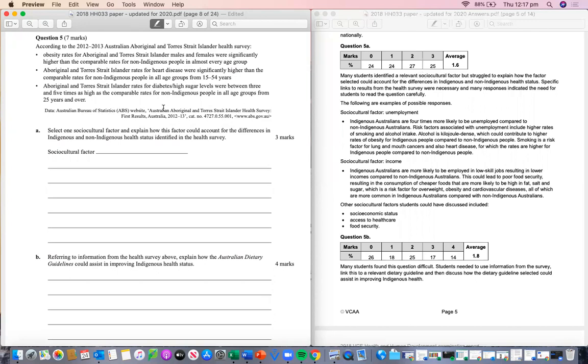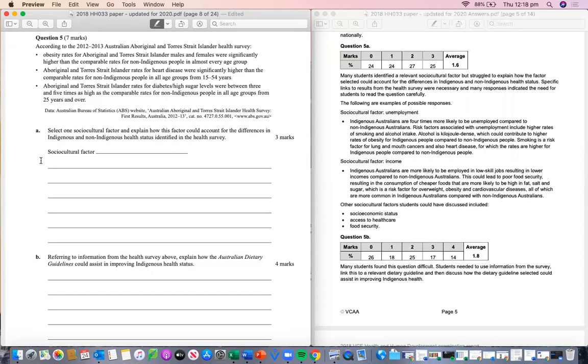So the question here says, according to the 2012-2013 Australian Aboriginal and Torres Strait Islander Health Survey, obesity rates for Aboriginal and Torres Strait Islander males and females were significantly higher than comparable rates for non-Indigenous people in almost every age group. Aboriginal and Torres Strait Islander rates for heart disease were significantly higher than the comparable rates for non-Indigenous people in all age groups from 15 to 54 years. And Aboriginal and Torres Strait Islander rates for diabetes, high sugar levels, were between 3 and 5 times higher than the comparable rates for non-Indigenous people in all age groups from 25 years and over.